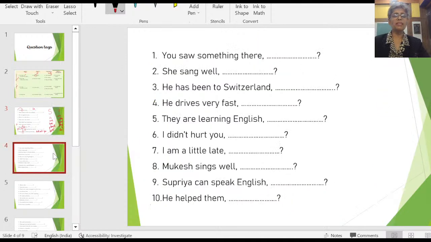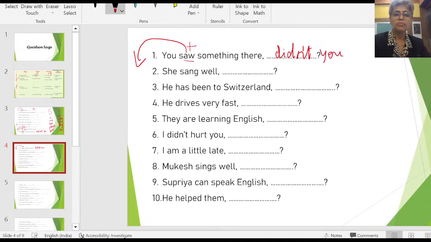Okay, so very quickly giving you some more exercises. I'm sure after all these exercises, you would have actually got a grip over question tags. Okay, so you saw something there. Now let's say saw is simple past tense, right? So you will use the did form over here. Did. Now this is a positive, so make it into a negative. Didn't. Take it before the subject. Didn't you? Alright?